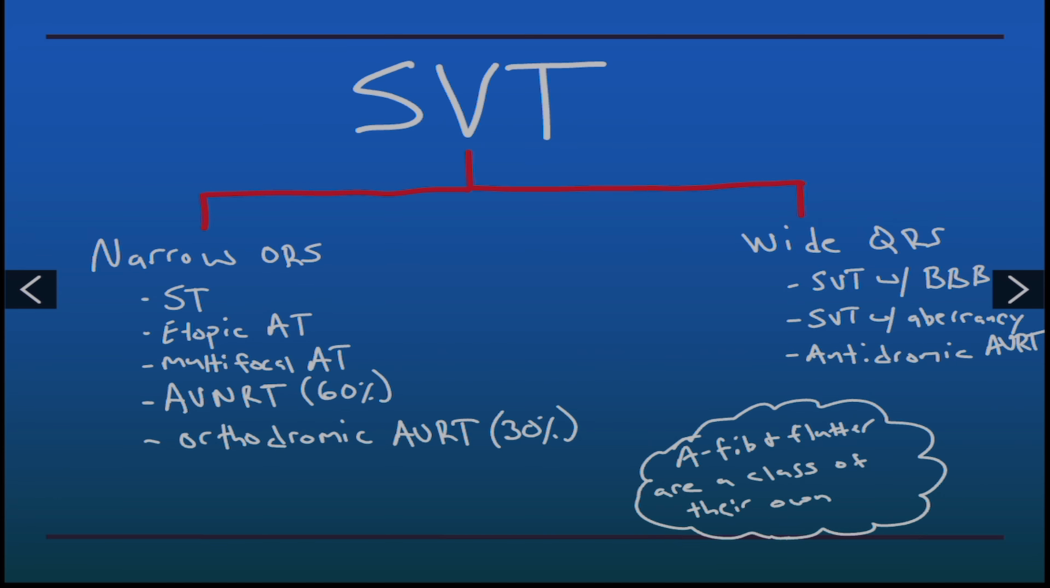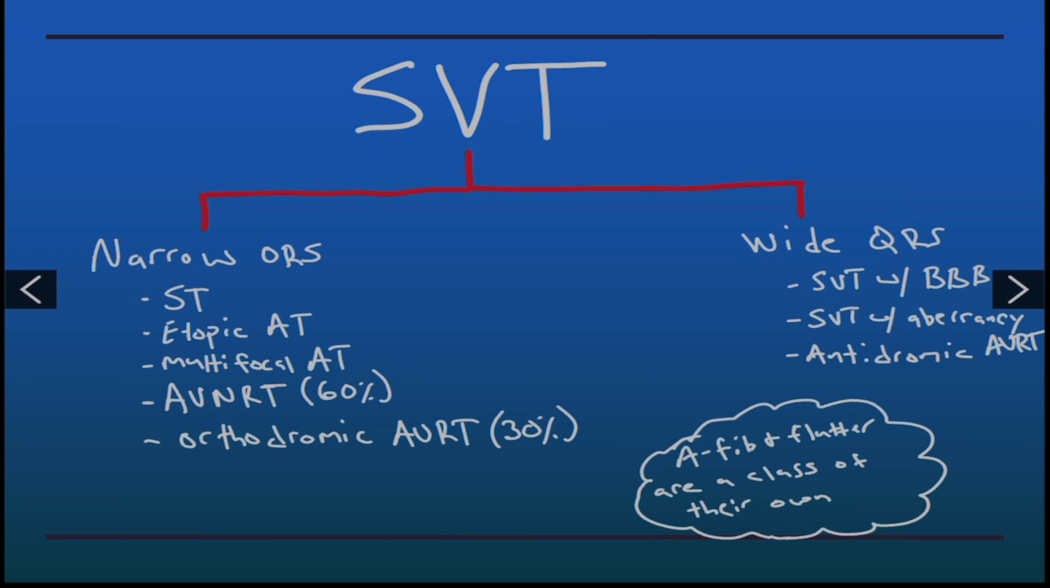Our last slide is just discussing what supraventricular tachycardia means. So SVT is an umbrella term to describe a variety of tachycardias that can lead to hemodynamic instability. These tachycardias could be triggered by a reentry circuit like AV-NRT or AVRT, or from an area above the ventricles with increased automaticity that you may see with multifocal atrial tachycardia, ectopic atrial tachycardia.